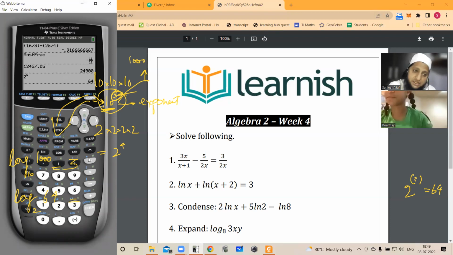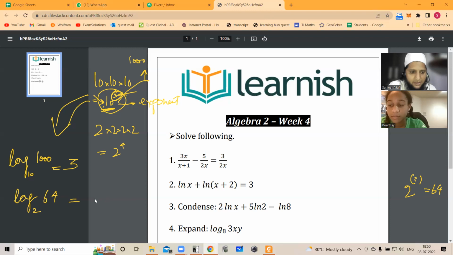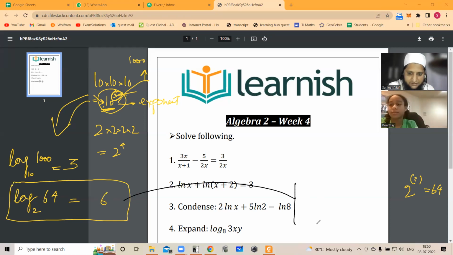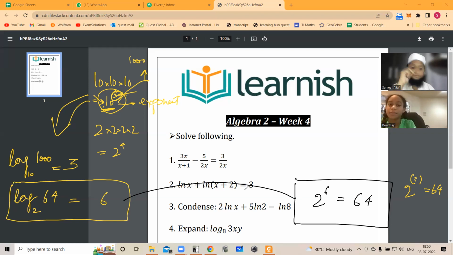But there's another way of understanding this. 2 to the 6 is 64. I can take log 64 to the base 2, and that is 6. It's exactly the same thing, but the representation is different. So the 6 will be the answer, right? Yes. So 2 to the 6 is 64 is exactly the same as this. There's a relationship between these two things.